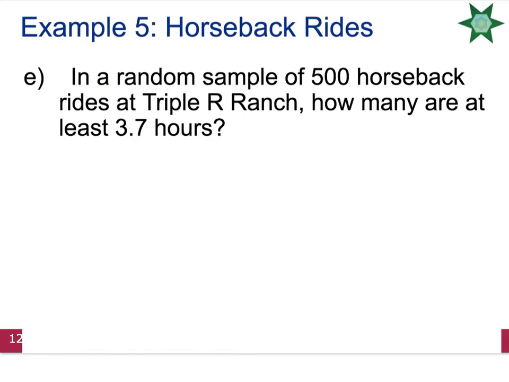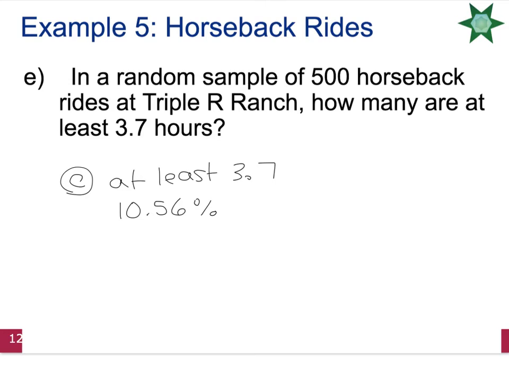Last problem, and then we're going to call this a day. In a random sample of 500 horseback rides at Triple R Ranch, how many are at least 3.7? Now, keep in mind that we have already completed part of this problem. If you looked at question C, we already found out how many were at least 3.7. From question C, we found out that 10.56% of all horseback rides are at least 3.7.